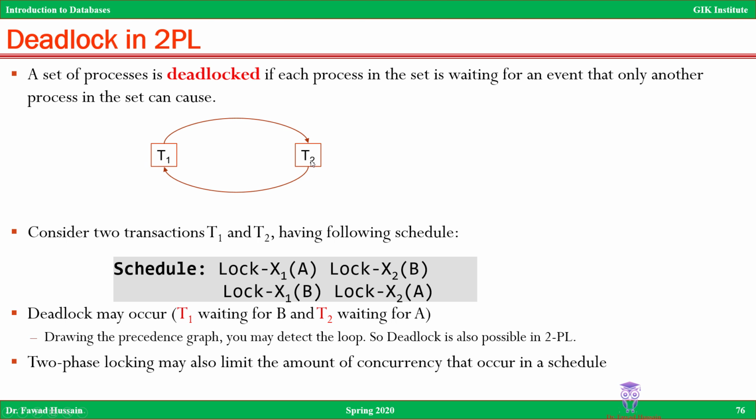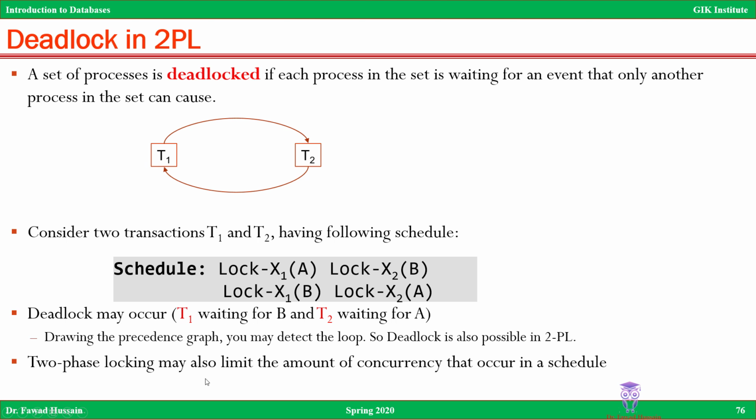T1 is waiting for T2 to release B, and T2 is waiting for T1 to release A. So the deadlock may occur. T1 is waiting for B, and T2 is waiting for A. And as we saw in the previous lectures, if you look at this precedence diagram, this is a cycle. Therefore, by drawing the precedence graph, you may detect the loop. So deadlock is also possible in a two-phase locking protocol.